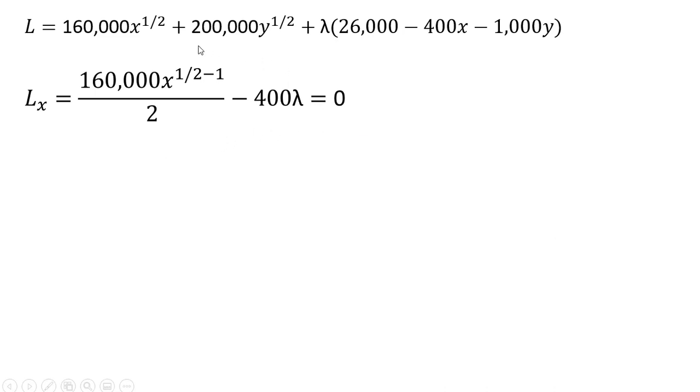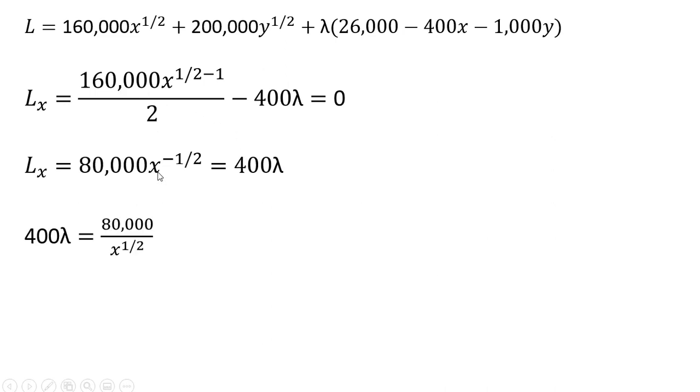Now I'm going to take this expression and solve it for lambda. So 160,000 divided by 2. Following the rules of exponents, I'm going to move this x to the minus 1/2 power down into the denominator, and when we do that, we lose the minus sign on the exponent. Now I'm going to divide through by 400. 80,000 divided by 400 leaves us with 200. And we have our expression for this equation in terms of lambda.